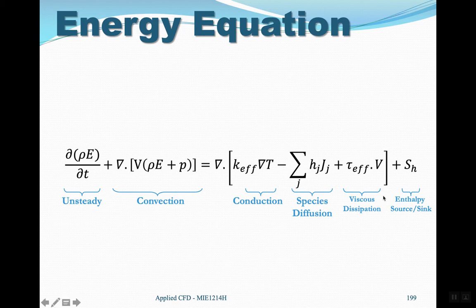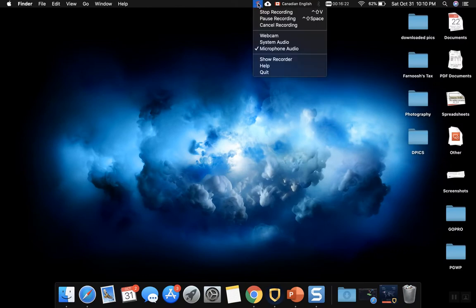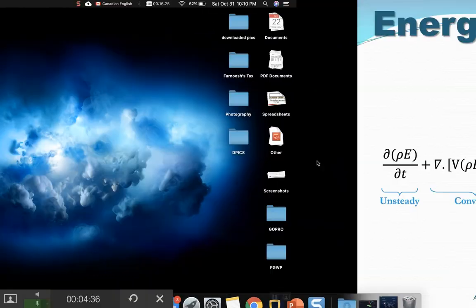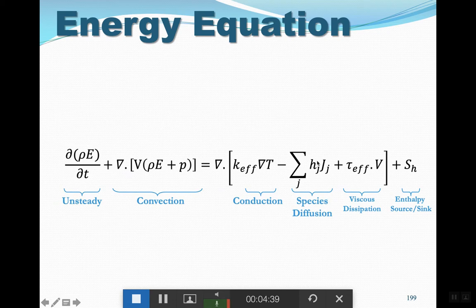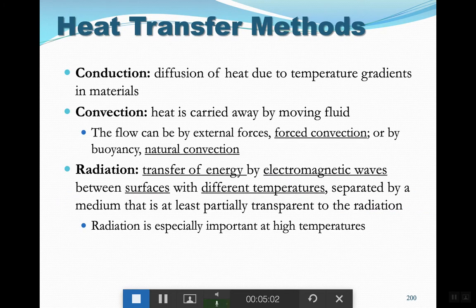Then of course you have the enthalpy source, which is the generation of heat inside your system, or it could be negative, a consumption of heat inside your system due to, for example, some reaction. So you have the unsteady term, convection term, conduction term, species diffusion, viscous dissipation, and the enthalpy source and of course sink. So let's dive into the methods and the definitions.